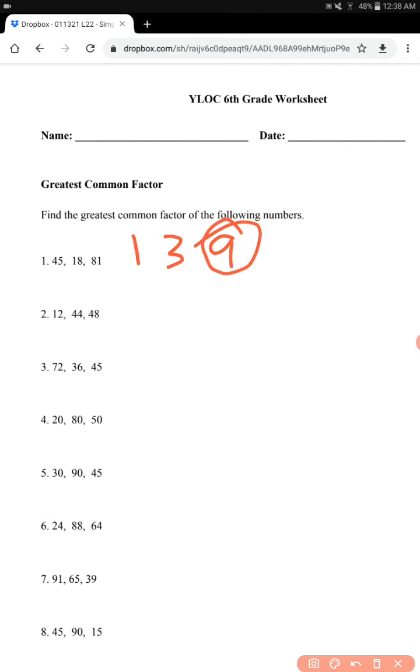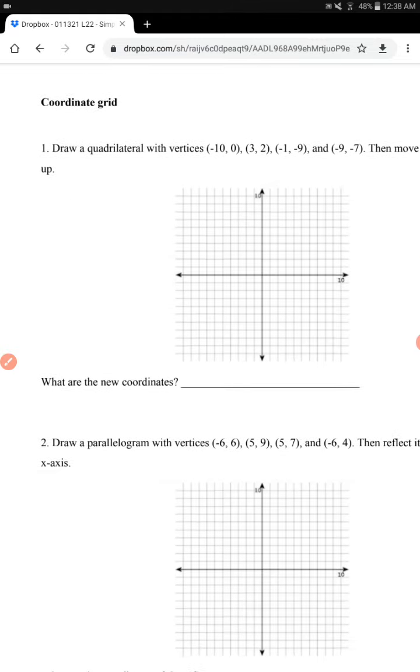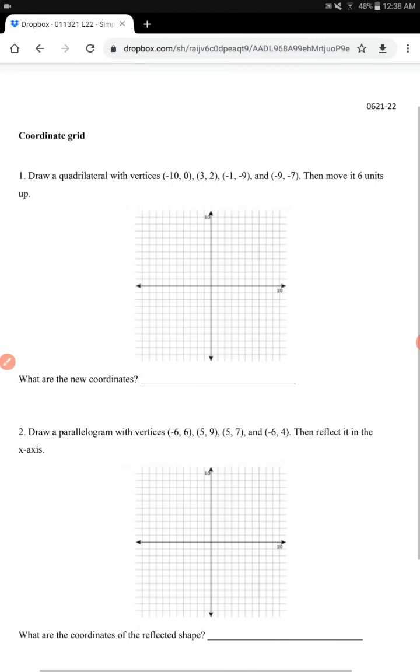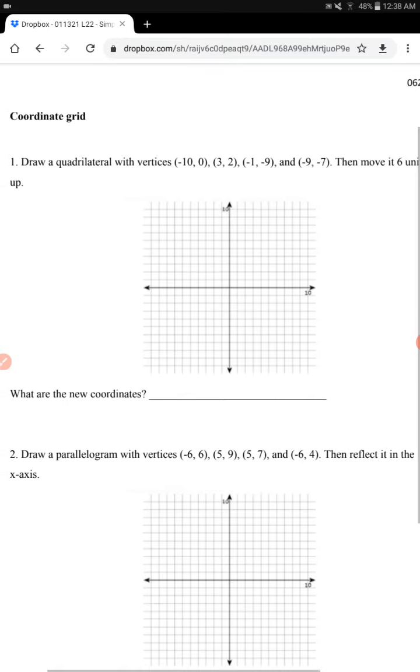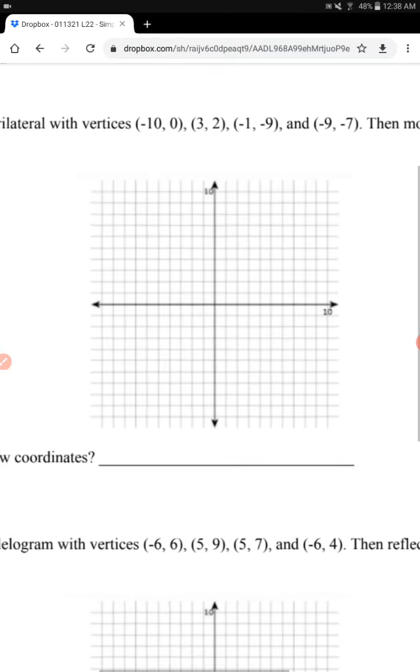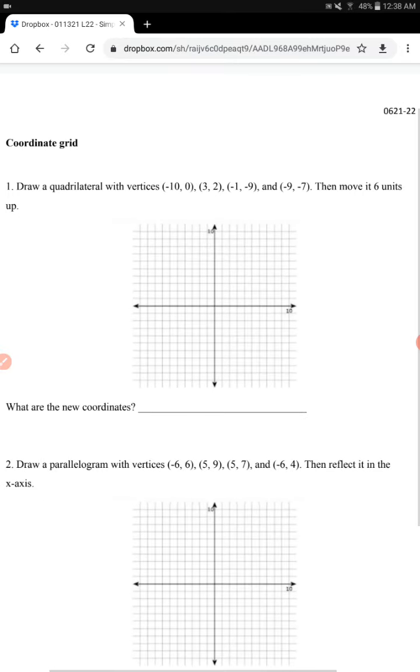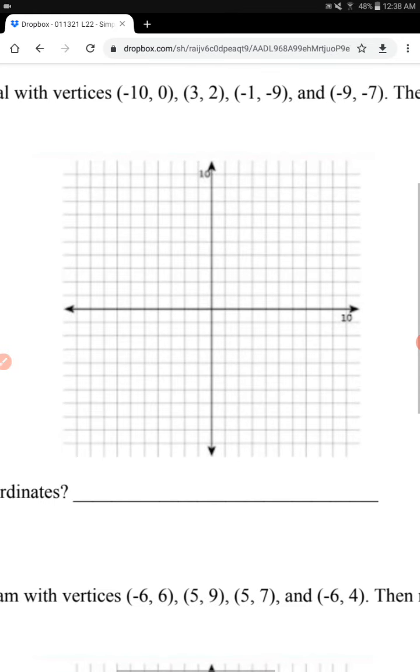Pretty easy. We already know this stuff. But the most important thing in this lesson is this coordinate grid right here. So draw a quadrilateral with vertices listed and then move it 6 units up.